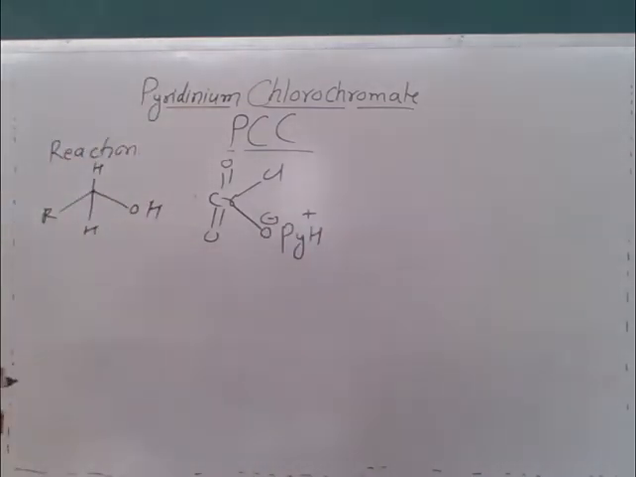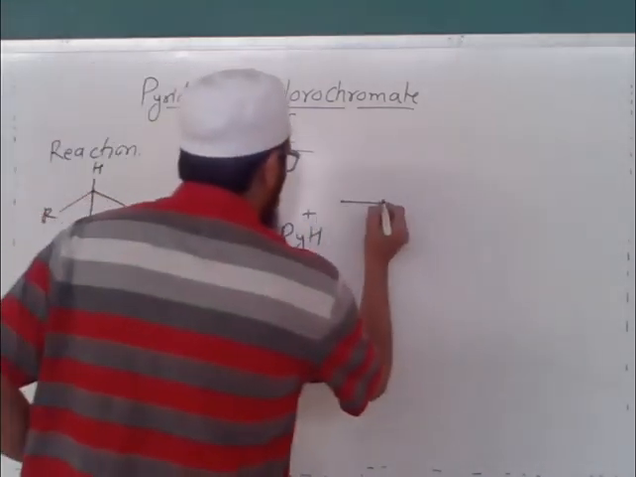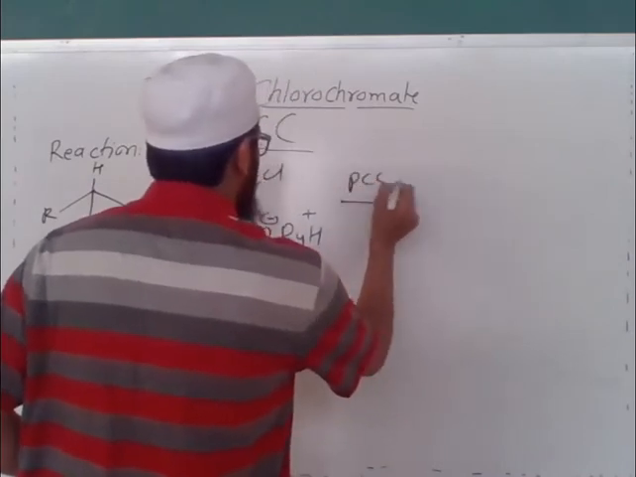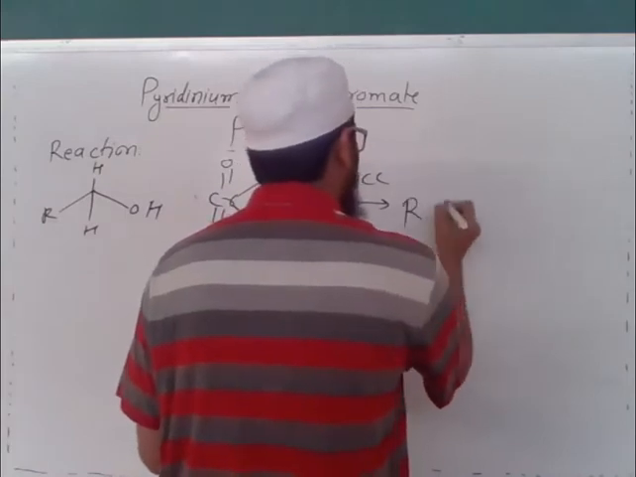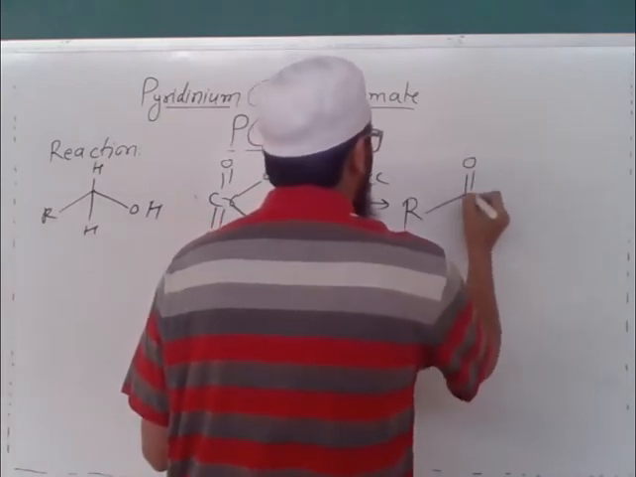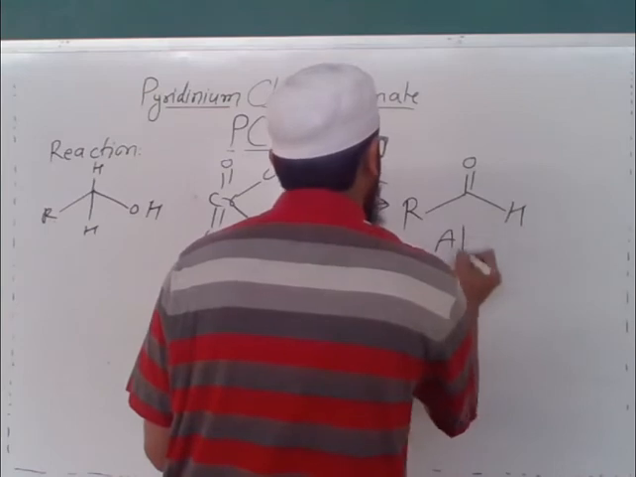Okay, now what will it convert? Let me write PCC on the arrow. It will convert this primary alcohol to aldehyde. It is aldehyde.